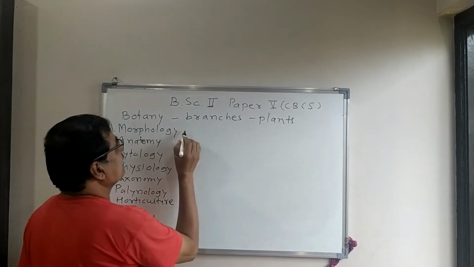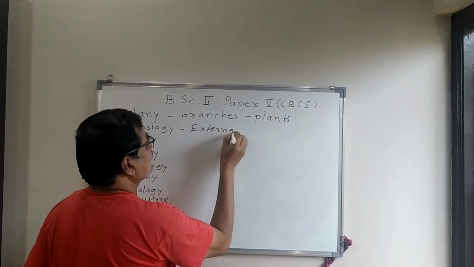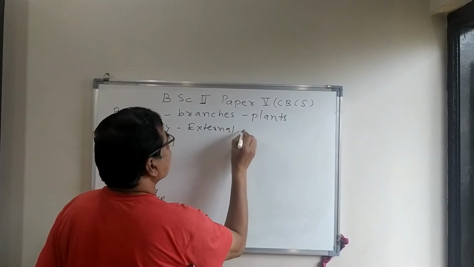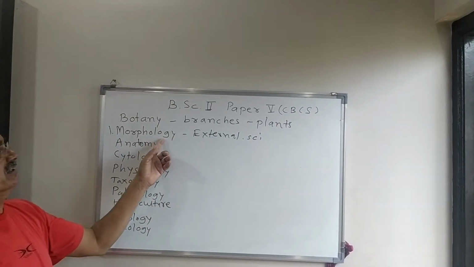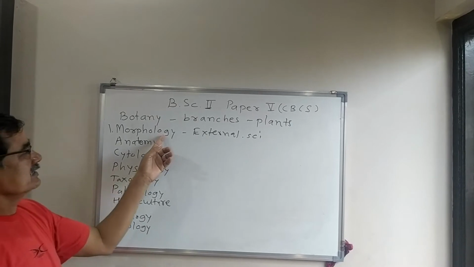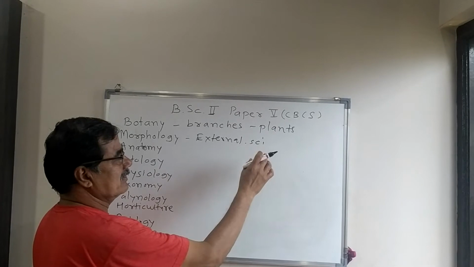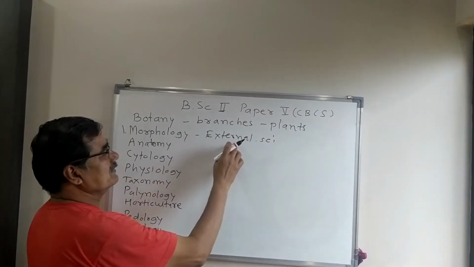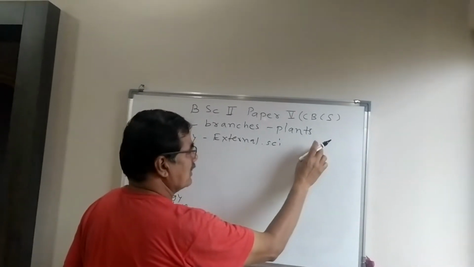Morphos means external. Logos means science. So morphology means the external structure of the plant body. In the external structure, the plant body consists of the root, stem, leaf, and flowers. Root, stem, and leaf are the vegetative parts of the plant body. Flower is the reproductive part of the body.